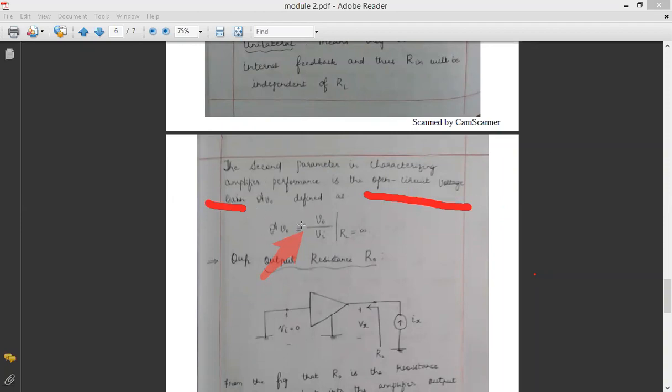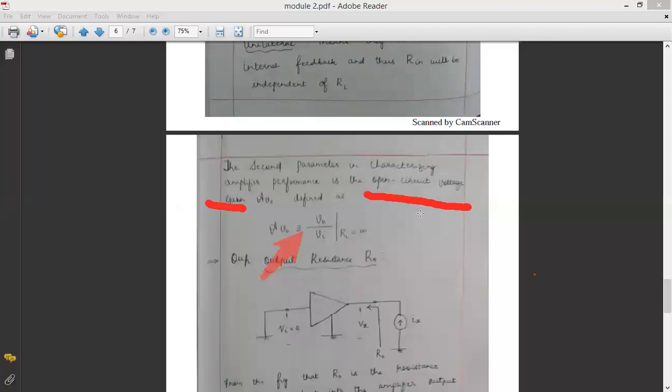Why do we call it open circuit voltage gain? Why do we call it, Prithvi? Why do we call it open circuit voltage gain? Ask Prithvi to call him, why is he not answering? Prithvi, are you here? Yes, ma'am.